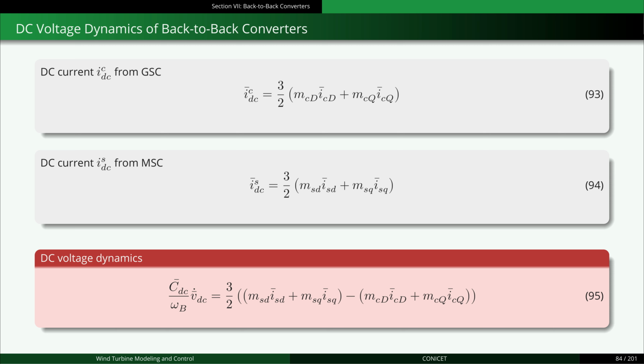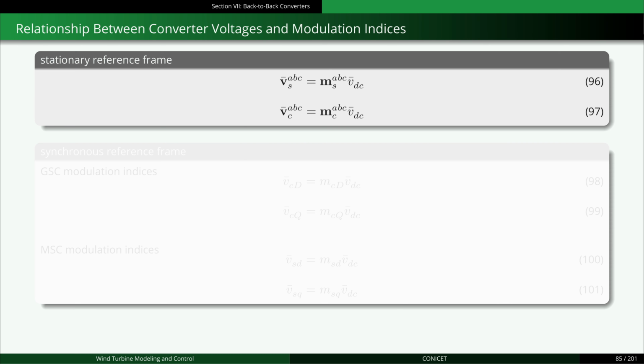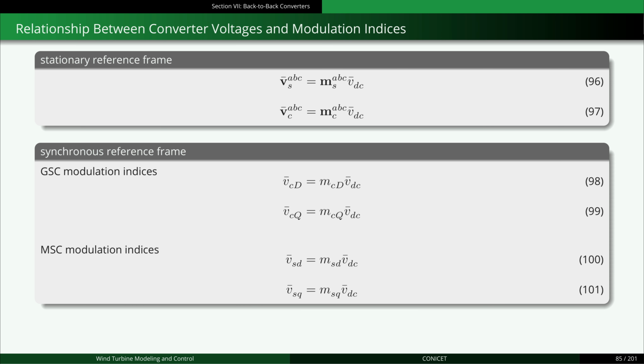Note that the variables of the grid-side and machine-side converters are in their respective synchronous reference frames. As shown in the circuit of the average converter model, the internal converter voltages are related to the modulation indices in the stationary reference frame, as expressed by equations 96 and 97. These equations are represented in their reference frames as shown here.